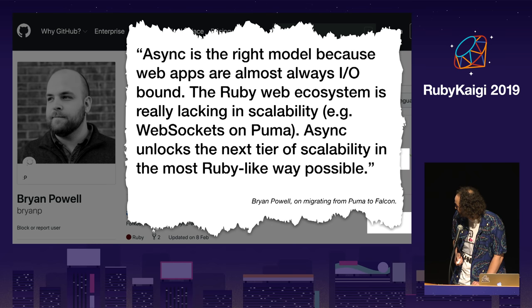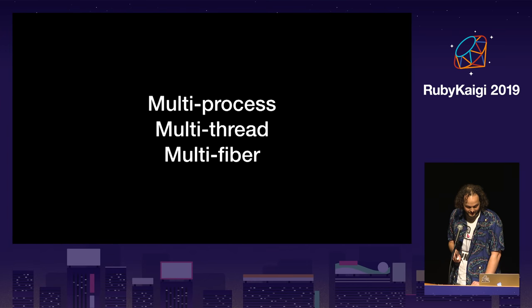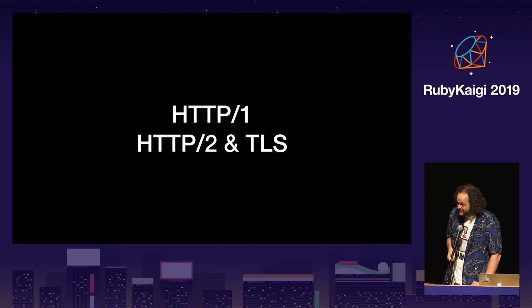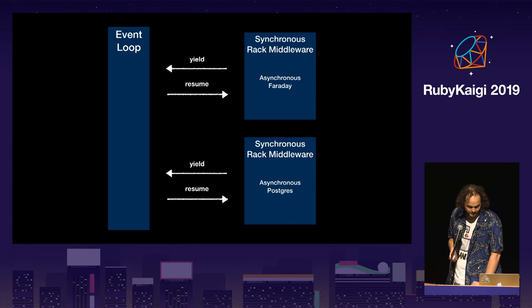Brian Powell on migrating from Puma to Falcon. Falcon is a native Ruby application server built on top of Async. Falcon supports multi-process, multi-thread containers with non-blocking fibers. It supports HTTP 1 and HTTP 2 plus TLS out of the box, along with push promises and all the other features of HTTP 2. Because of its design, it can handle many thousands of connected WebSockets. Falcon supports existing synchronous rack middleware. If you can replace an existing library with an asynchronous variant, for example, async Postgres, you can improve the concurrency and handle more requests.